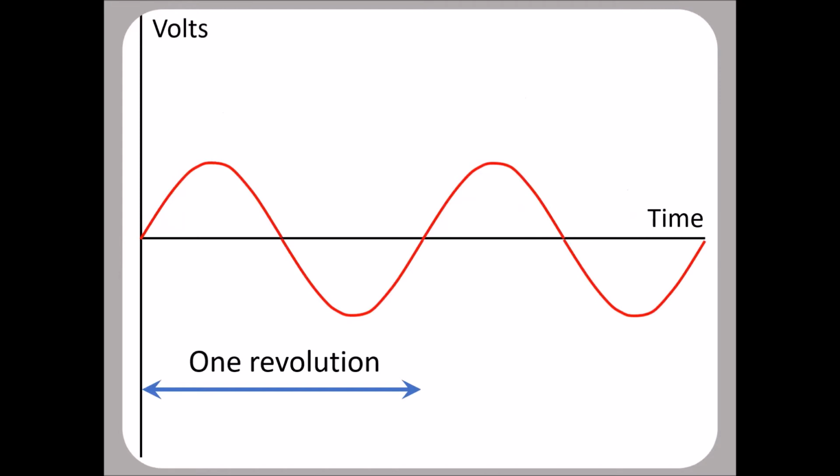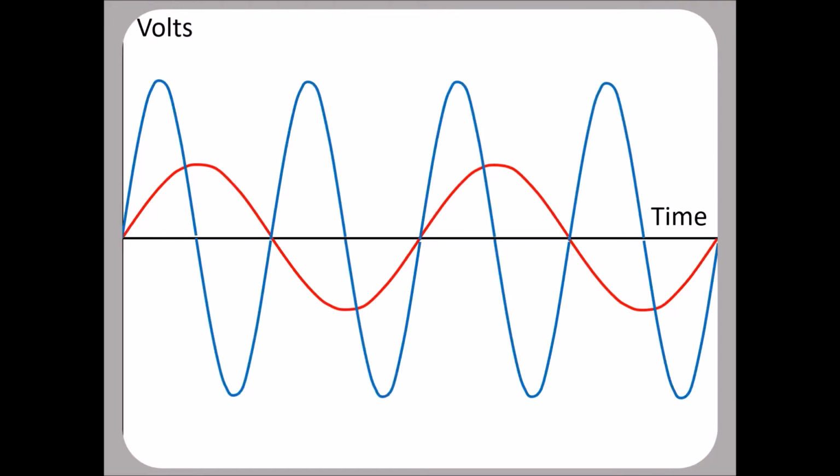Now, if you think back to Faraday's law, he said that the rate of change was what determined the voltage. So that means if we go faster, twice as fast, we're going to get more volts. And what's more, we'll get a complete cycle in only half the time. So we get that.